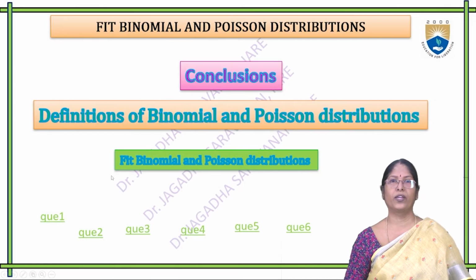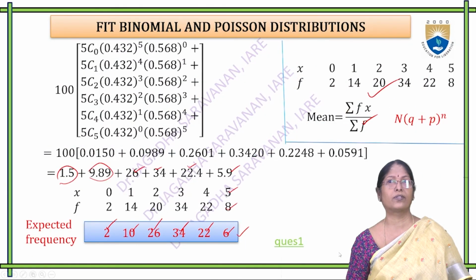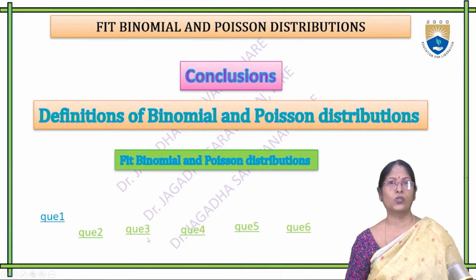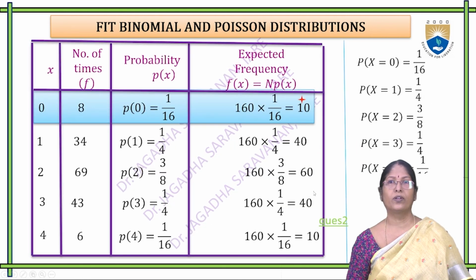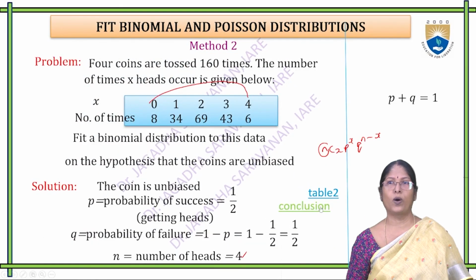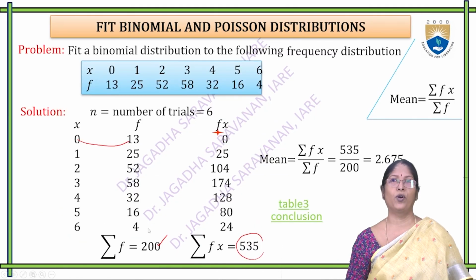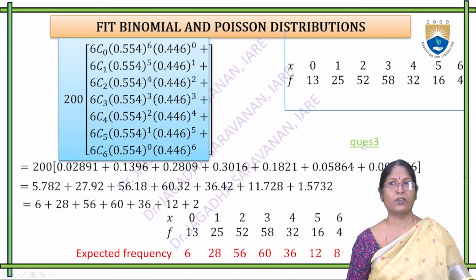So the first we can see here. This is question 1. First we discussed this, for which we constructed this table. The second one, that is also we discussed binomial distribution, for which this is the table we constructed. The next one, the third problem also, we focused on binomial. For this problem, this is the table we constructed.